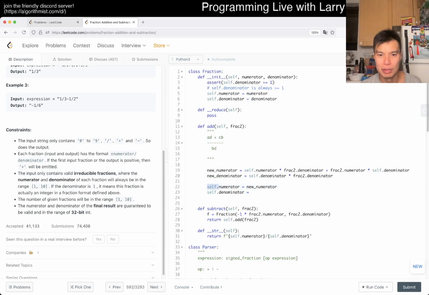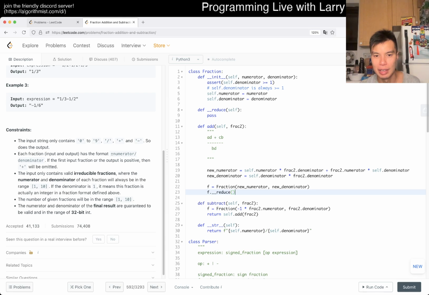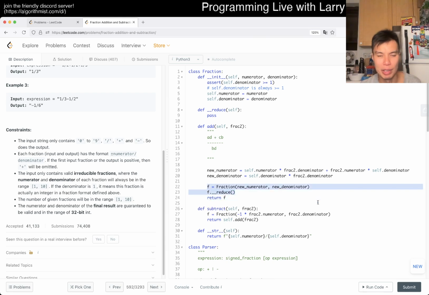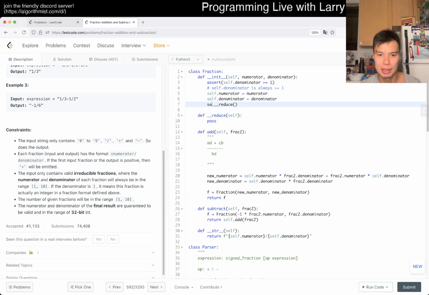So yeah, now we can return new fraction, new numerator, new denominator, right? And I think it should have signs already in new numerator, but then when we want to reduce this, yeah. So okay, f is equal to this, f.reduce, and then we return f. It's not quite clear where we should put the reduce, but you could also put the reduce here, but I don't know. Maybe that's cleaner. Depends on how you want to use this as the thing. All right, let's actually put this here.